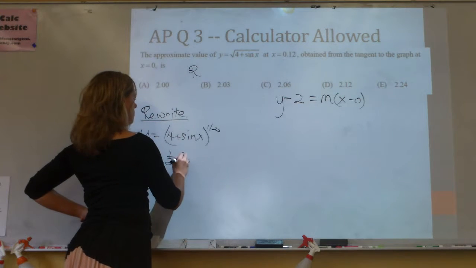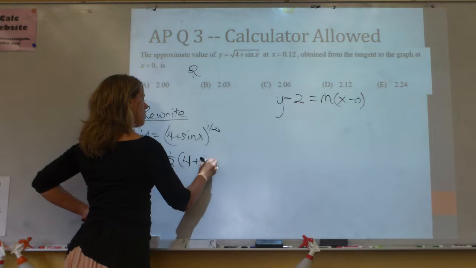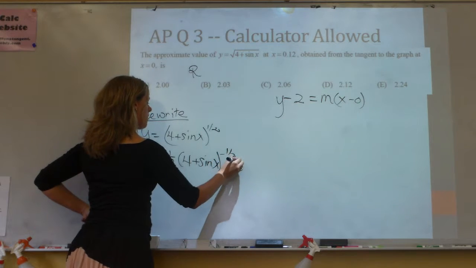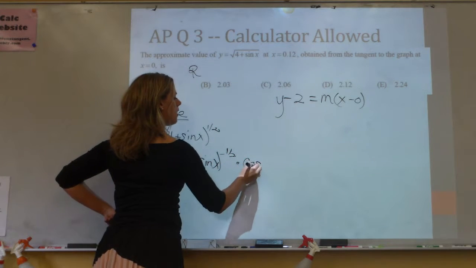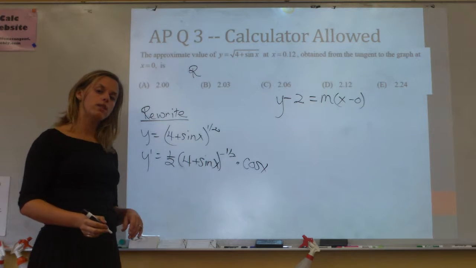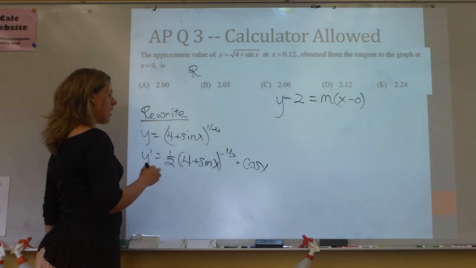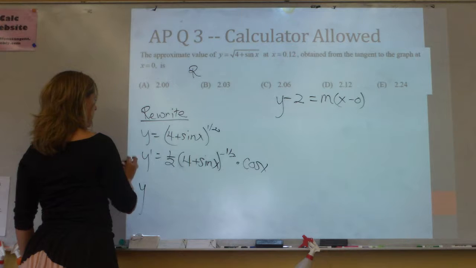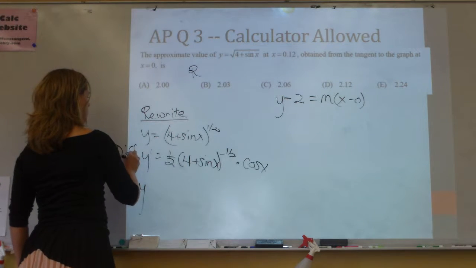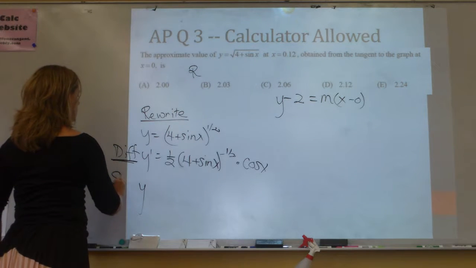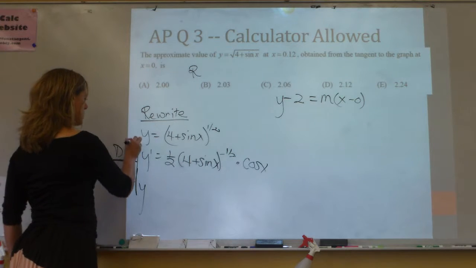All right, here it is. 1/2 times 4 plus sine of x to the negative 1/2 times cosine of x. Let's do the chain rule because the derivative of sine is cosine. All right, now I'm going to rewrite that again. So rewrite, differentiate, and now simplify. Those are our 3 major steps that we do.